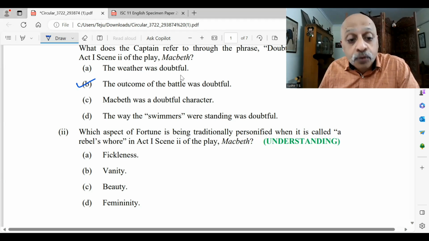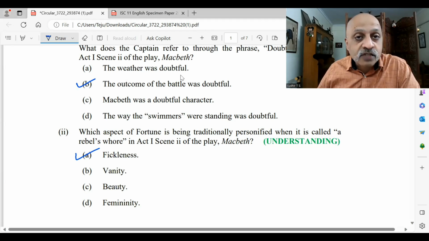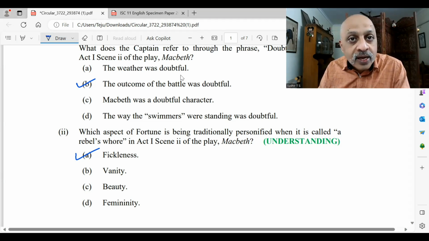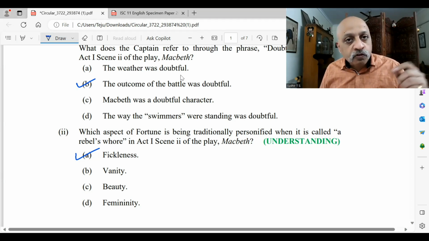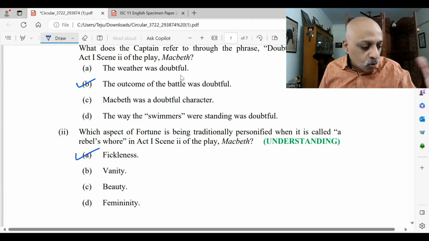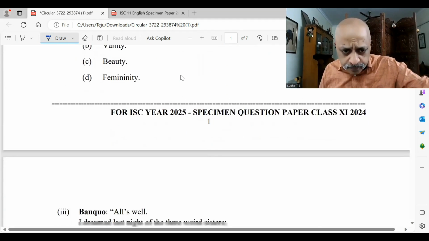Fickleness, vanity, beauty, femininity. The correct answer is fickleness. Fickleness का मतलब, who keeps changing his or her mind, because both fate, fortune is relating to fate, and prostitutes are known to be inconsistent in their approach.